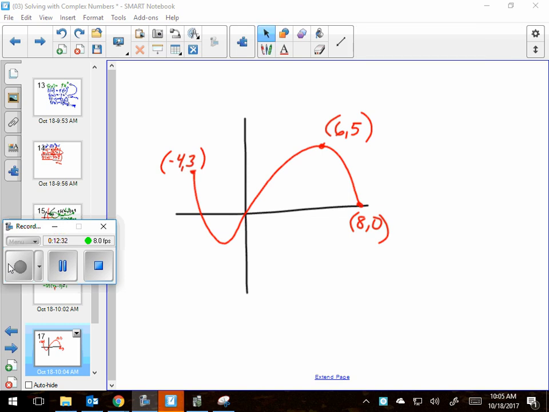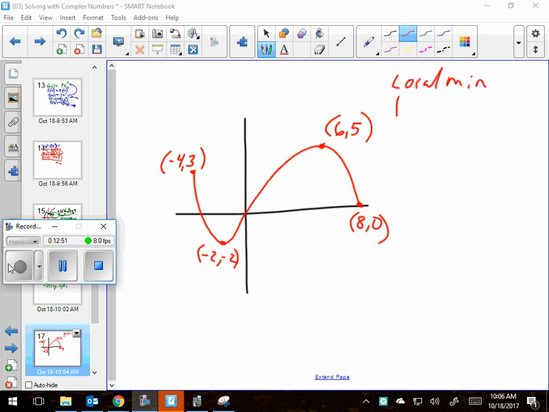Here's a whole bunch of things you would be expected to know. Where is this? Oh, wait, I know I need one more spot. This spot's important. Let's say that's at negative 2 comma negative 2. Okay. I'd like you to tell me the local min, local max, absolute min, absolute max. Tell me one interval where it's increasing.